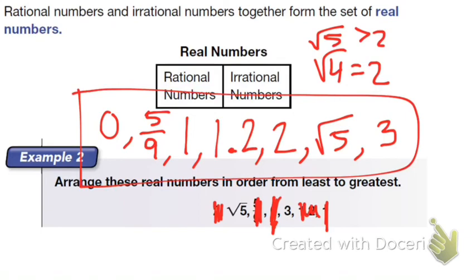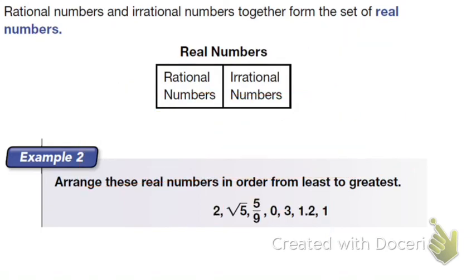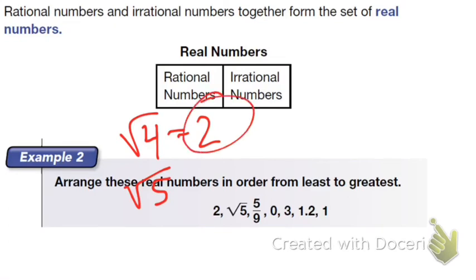Okay, so when you're comparing square roots, the easiest way is just to compare them to perfect squares. So I knew that the square root of 4 was equal to 2, and the square root of 5 is a little bit more than the square root of 4, so that means that the square root of 5 is a little bit more than 2, since those two are the same.